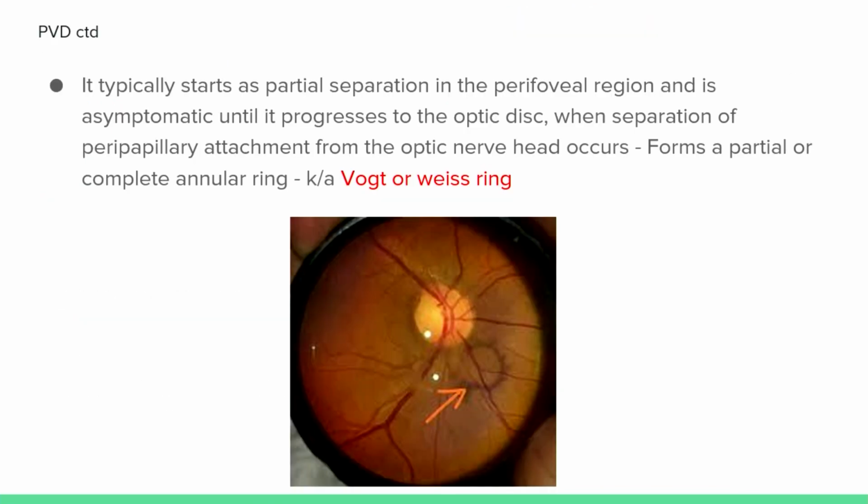PVD continued. It typically starts as partial separation in the perifoveal region and is asymptomatic until it progresses to the optic disc. But when the separation of the peripapillary attachment from the optic nerve head occurs, it forms a partial or complete annulus known as Vogt's ring or the Weiss ring.